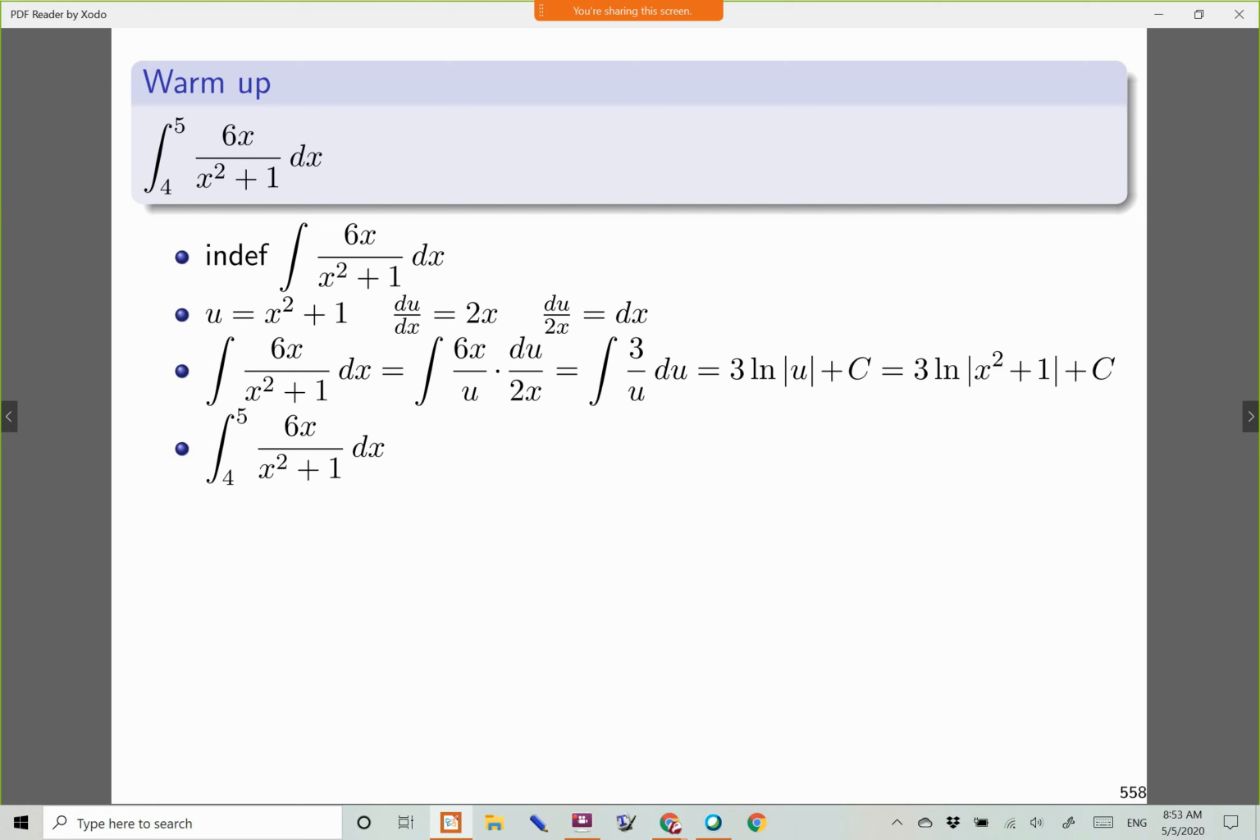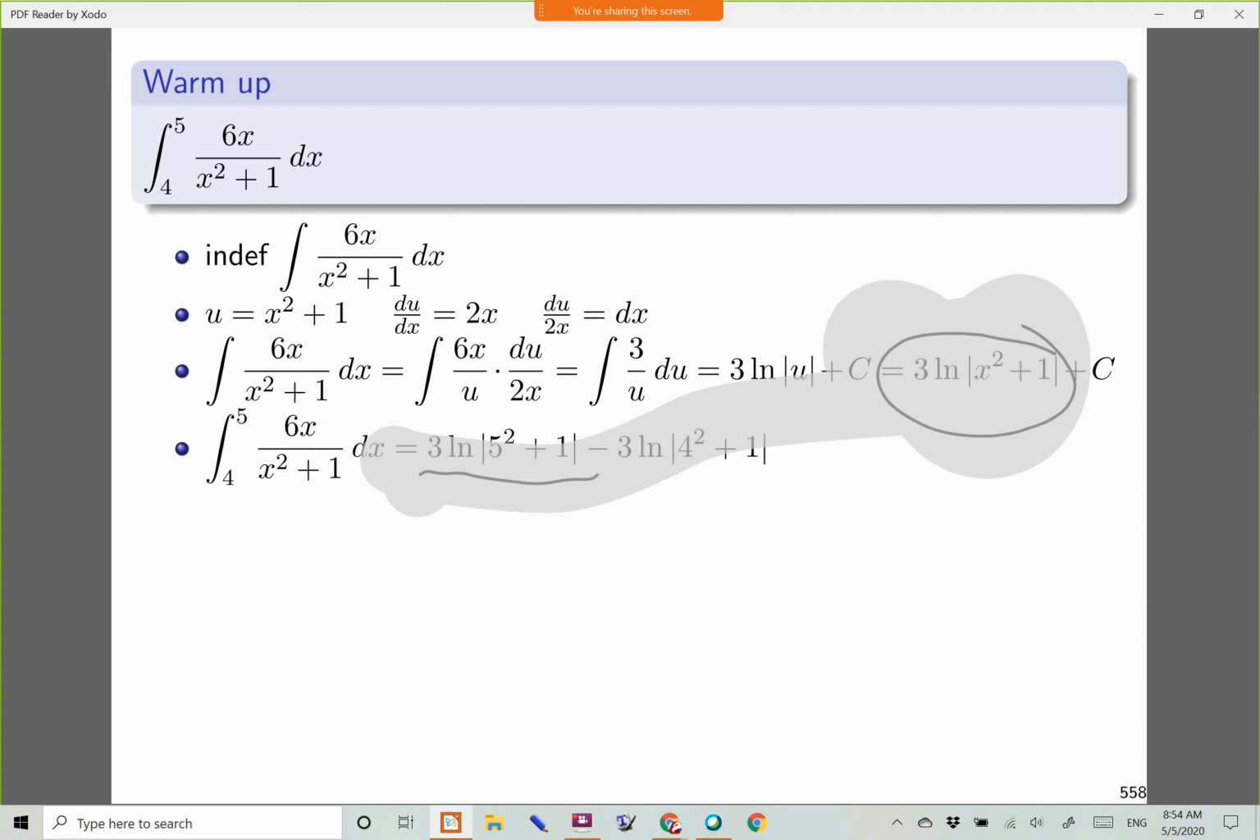We should take this right here and plug in x as 5 first, and then plug in x as 4 next. Be sure it's in that order. So you plug in x as 5 first, and you have 3 times ln of the absolute value of 5 squared plus 1. And then after the minus sign, we have this same antiderivative. However, we plug in x is 4. So we'll have 3 times ln of the absolute value of 4 squared plus 1.